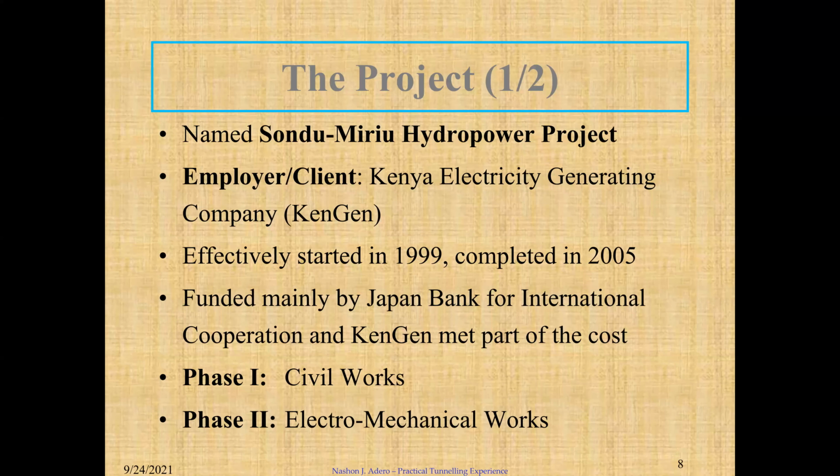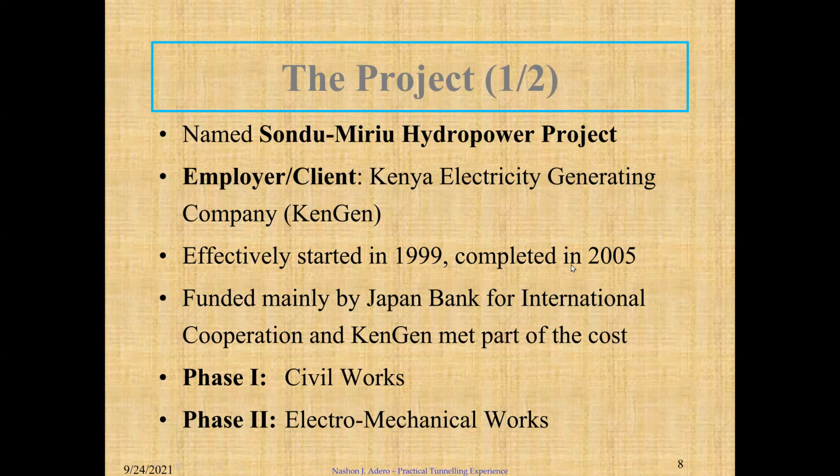So in this case of the survey power project, some basics on project management. We had the employer or the client being KenGen, Kenya Electricity Generating Company, and the funds coming from the financier, the Japan Bank for International Cooperation, and KenGen made part of the cost. So here you can see it started way back in 1999, completed in 2005.